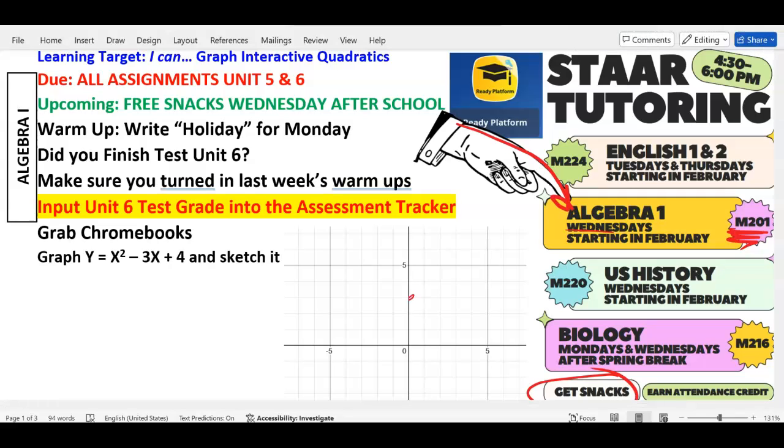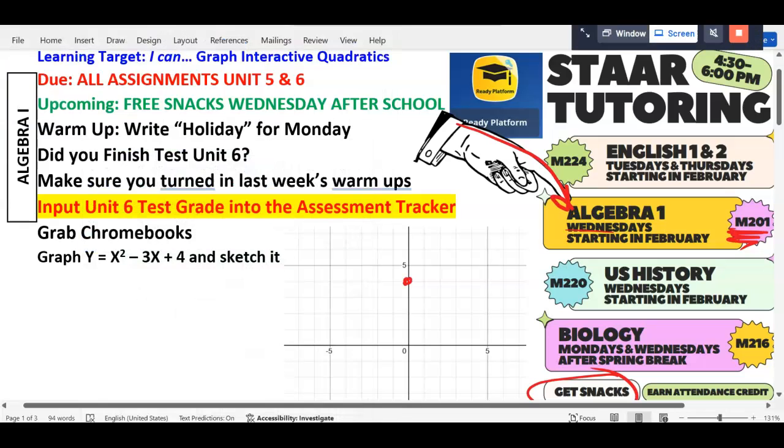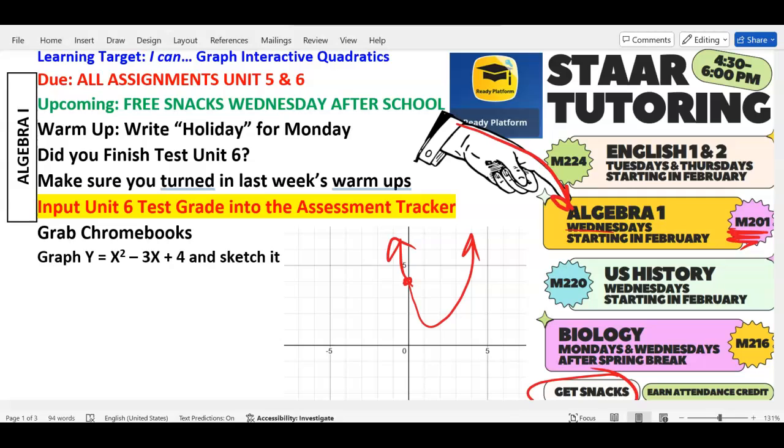Oops, not there. All right? Then, you know, it goes down and up. It's not perfect, it's just a sketch. So something like that. Okay?